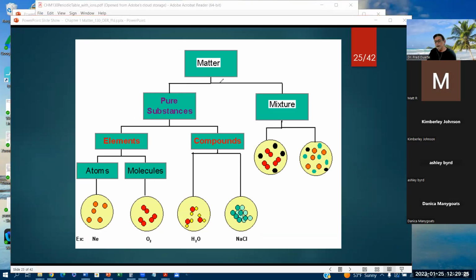if we look at matter, which started from here, and we come over here to the right side, we're dealing with mixture. So the way we represent a mixture, we can see here on the left side that we have these dark balls here, which would represent an element of some sort. Okay, so the dark ones will represent an element.